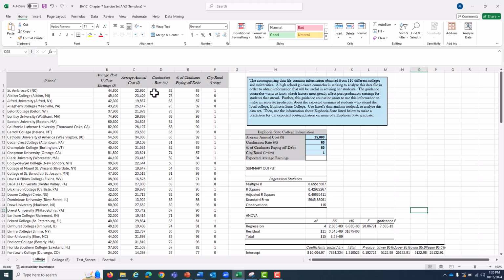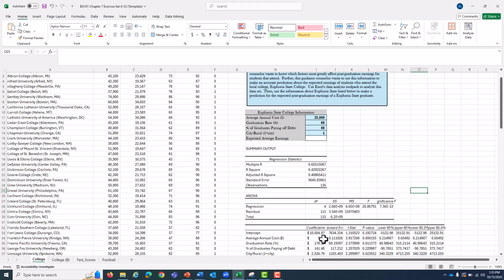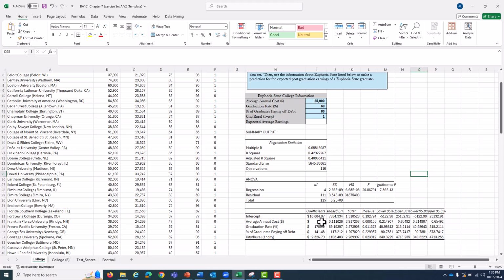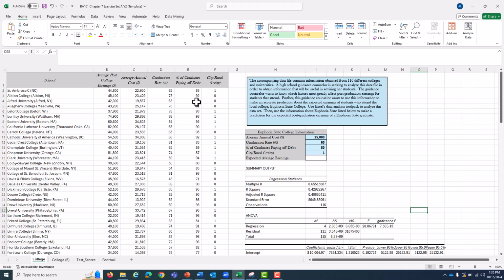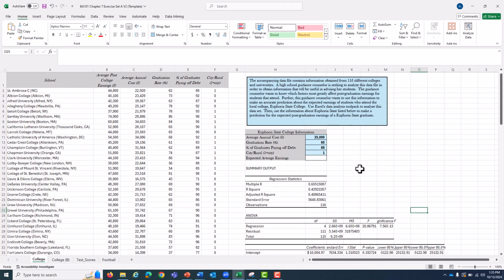So the cost of attendance at the school annually: for every extra dollar a school costs, this number implies that it's going to increase the future earnings of the graduate by 43 cents. Graduation rate: for each additional 1% of students that graduate from that school, it's going to increase the graduate's earnings by $178.10. For every percent of past graduates who are currently paying off their debt, it increases earnings by $141.48. Kind of makes sense.